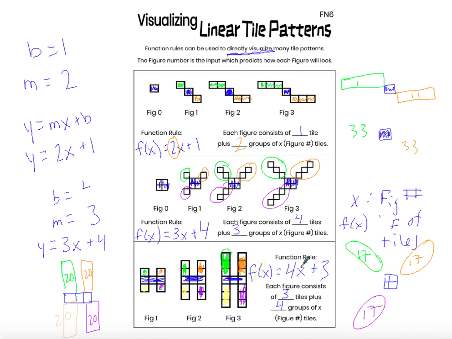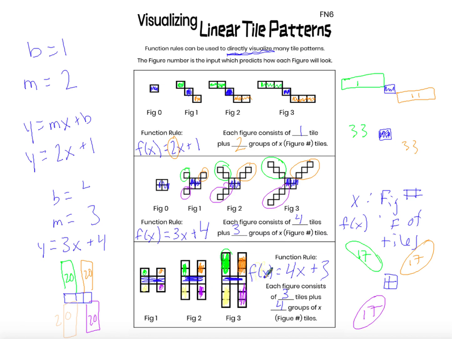Yep. Figure 2 should have 4 times 2, which is 8 plus 3, or 11 tiles. That's 1, 2, 3, 4, 5, 6, 7, 8, 9, 10, 11. Looks like it's working. Figure 3 should have 4 times 3, 12 plus 3, which is 15. 3, 6, 9, 12. Yep, 15 tiles.